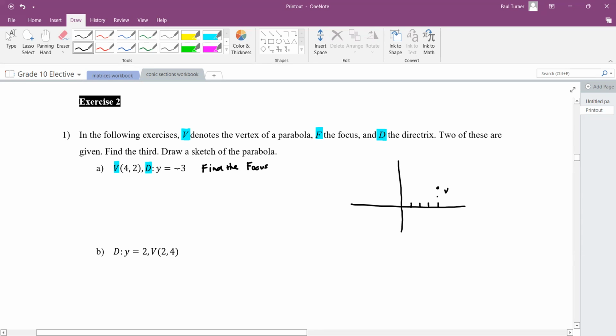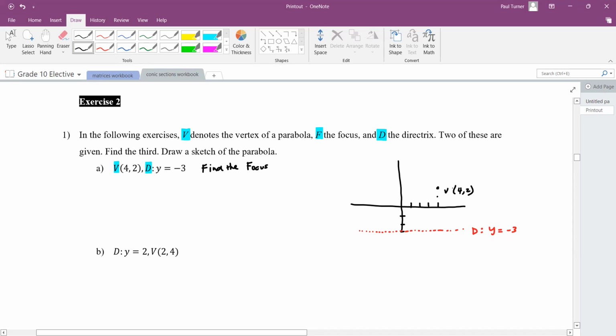And the directrix is y equals -3. So y equals -3 would be 1, 2, 3. So your directrix is going to be down here. So we put that in and label that as the equation, directrix y equals -3. So your vertex is up here, which is 4, 2.